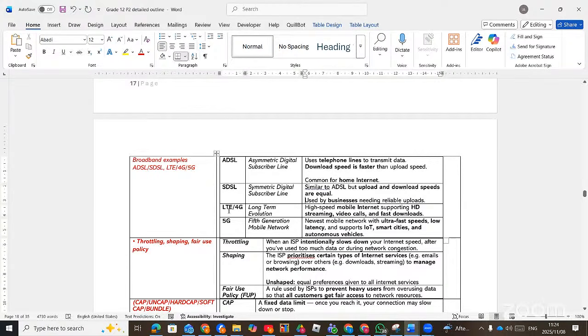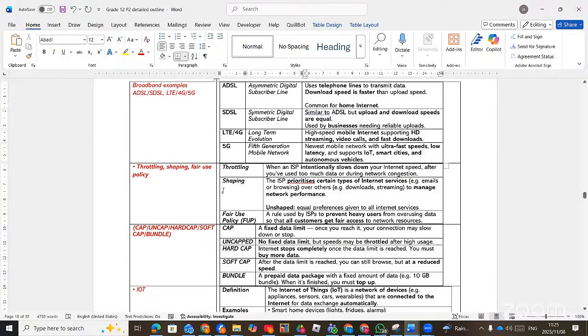And then the long-term evolution, 4G. They are high-speed mobile internet supporting high-definition videos and others. Like most of the service providers give 4G in most cities in South Africa. 5G is the fifth generation, which is the newest one, which is faster than the 4G. So you must take note of that. And again, you need to know this.